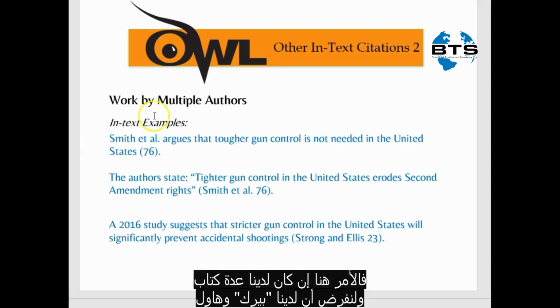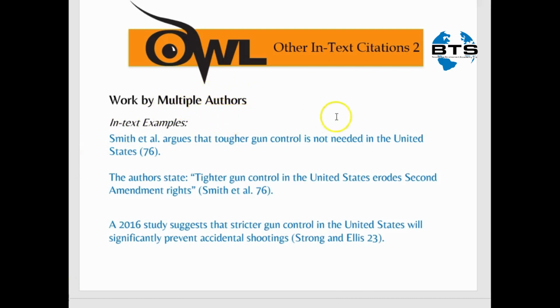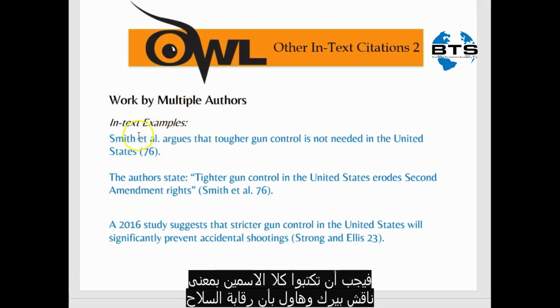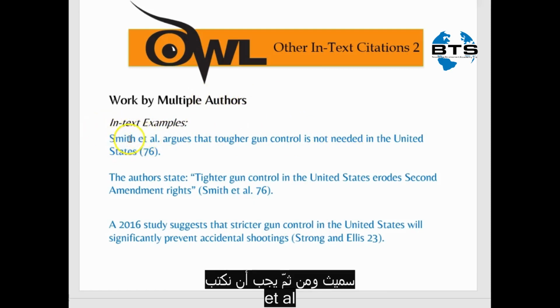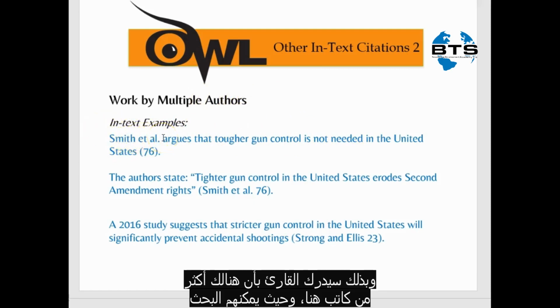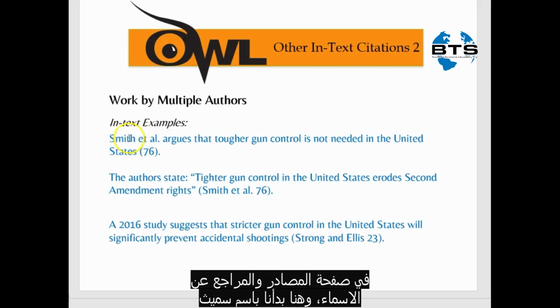So the next one here is, what if you have multiple authors? Let's say it was Burke and Howell. You would list both names. Burke and Howell argue that tougher gun control. If you have 3 or more authors, then you would use the first person's name, Smith, and then et al. That lets the reader know that there must be 3 or more authors. And then again, they could look in the works cited page and see Smith, and all of the other names would be listed in the works cited page, not within the in-text citation.